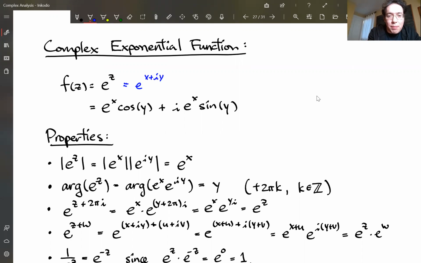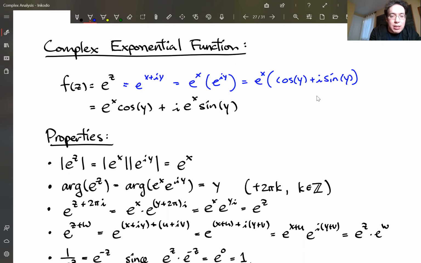And we could also break it up further to e to the x. So that's the real exponential function that we know and love. And we have e to the iy. And e to the iy, we could use Euler's formula: cosine of y plus i sine of y.